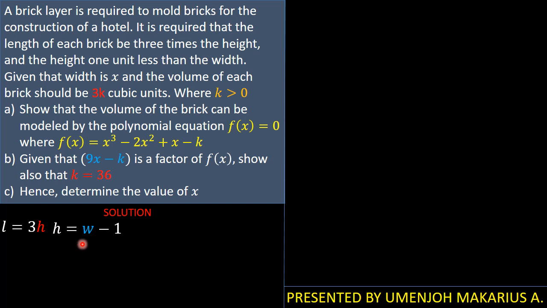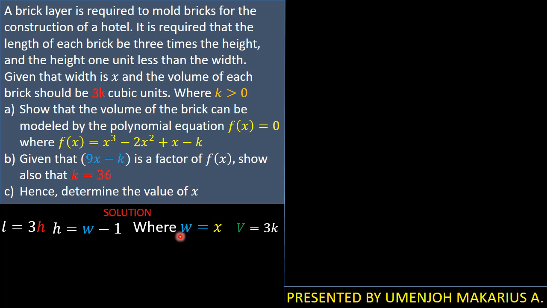So we're going to have our H to be W minus 1, because the question says that the height should be 1 unit less than the width. So you can see that this is simply 1 unit less. That's why we have a minus 1. Then now they said given that the width is x and the volume of each brick is 3k cubic units. So the width now is x. We are going to have our W equal to x, and our volume V is equal to 3k. Great. So we've had everything now.